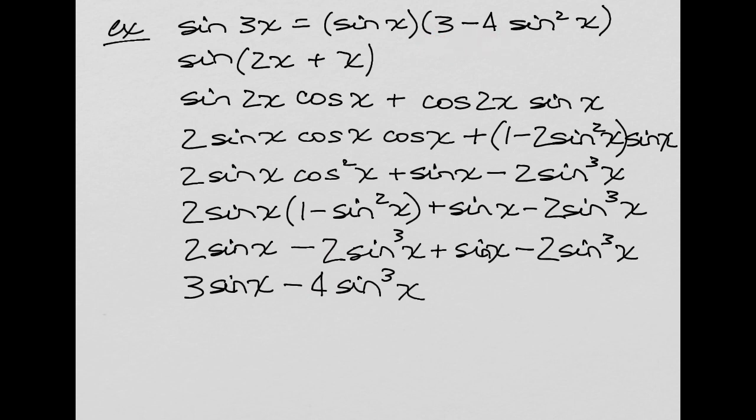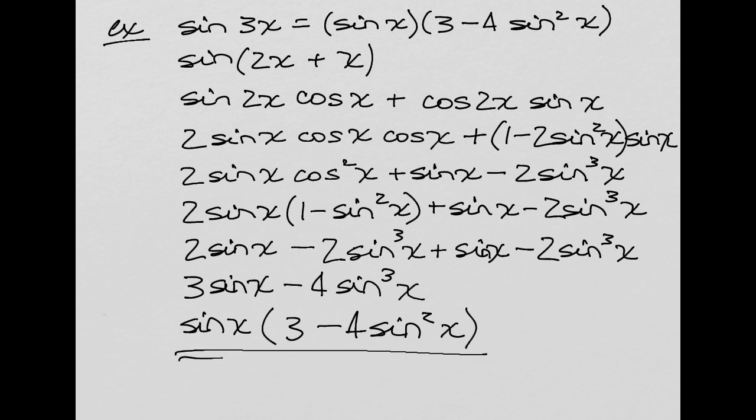that I'm aiming for. One last step then. I have two terms. They both have sine x in them. I'm going to factor that out. When I factor out sine x, from the first term I have left 3. From the second term I have the 4, minus 4, and 2 more sines. And that's what we wanted. We did it.